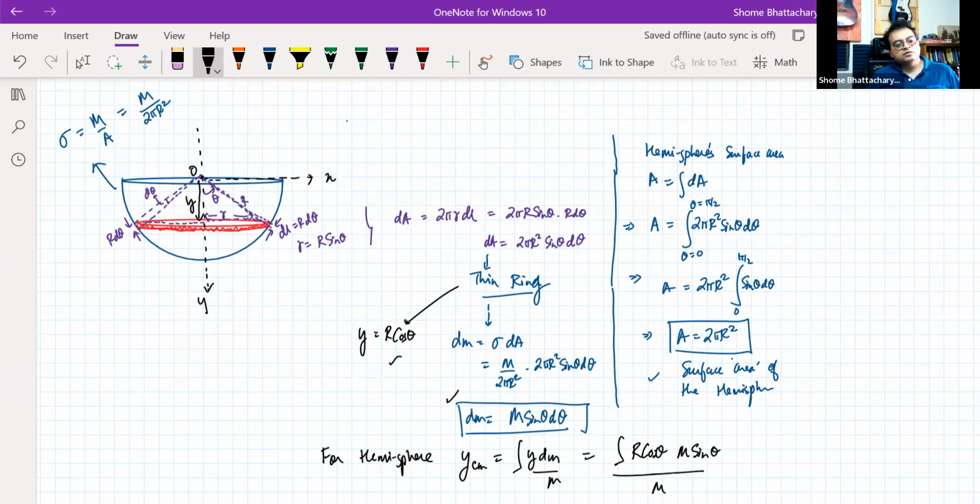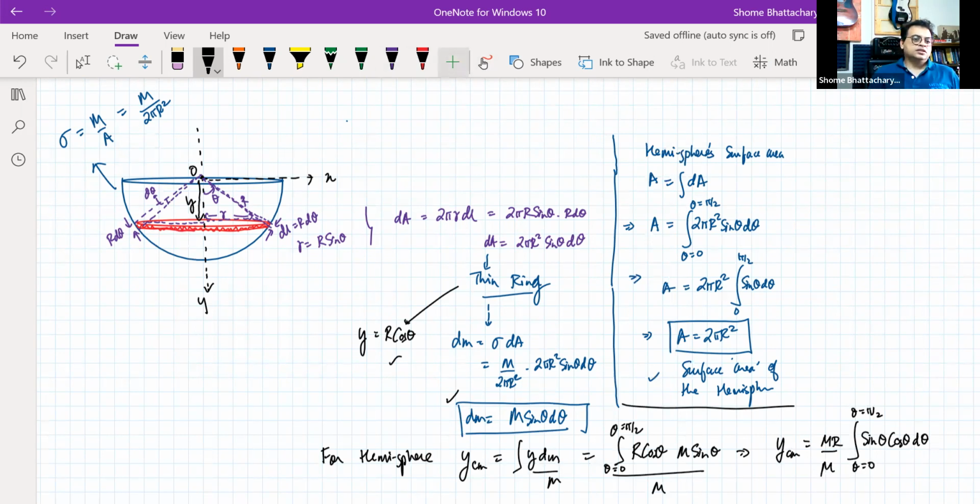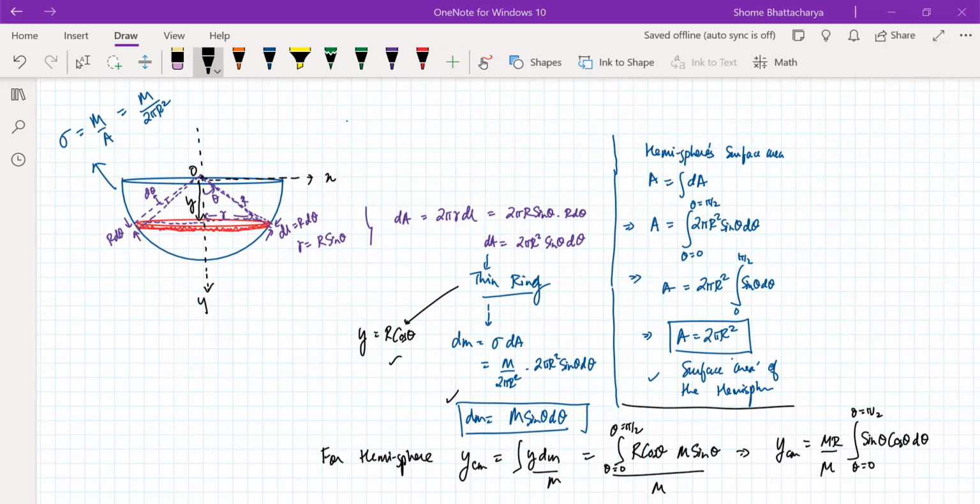And the limits will be from, once again, 0 to pi by 2. Now you have to just complete that integration, which is an easy integration. You can use the trigonometry double angle formula, sine 2 theta is 2 sine theta cos theta, or you can use a simple substitution because cos theta is the derivative of sine theta.